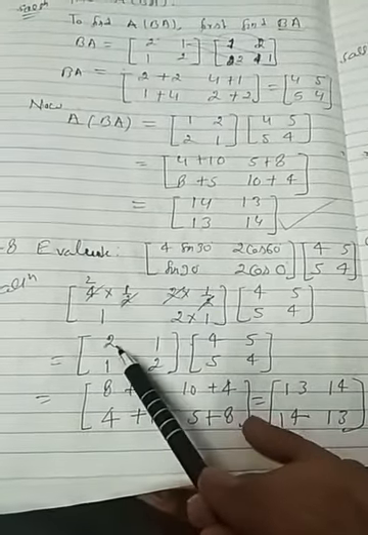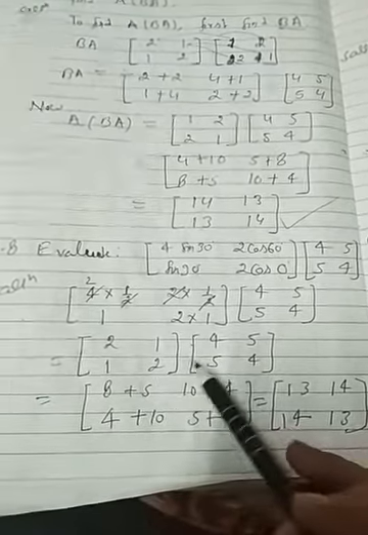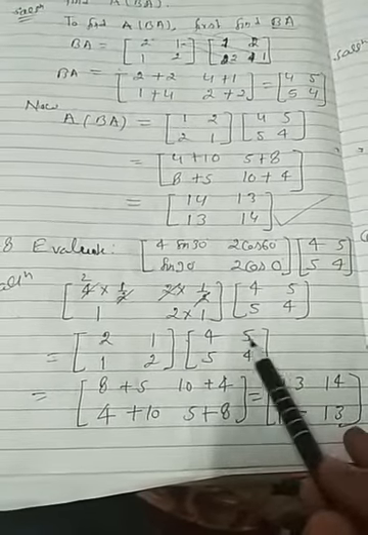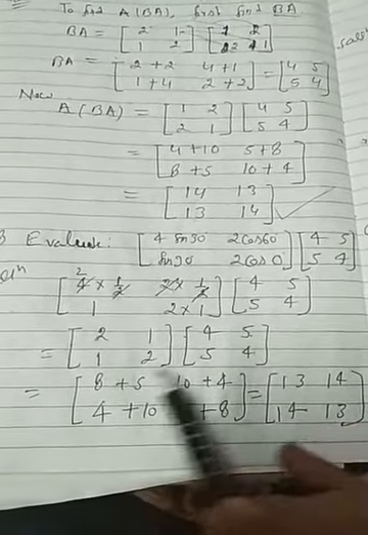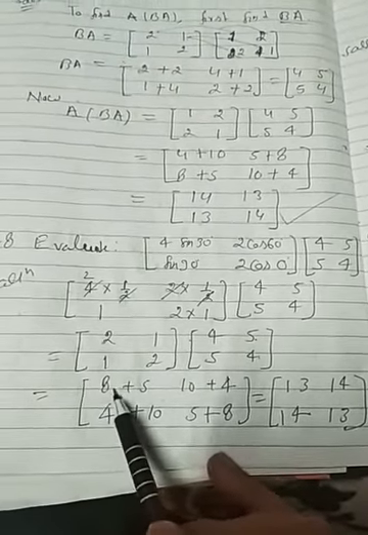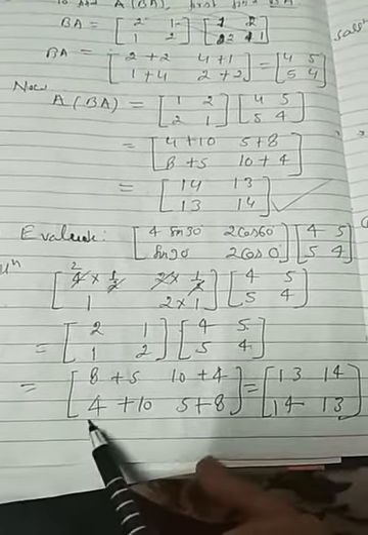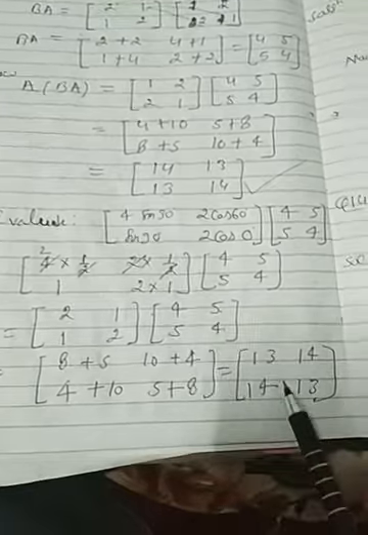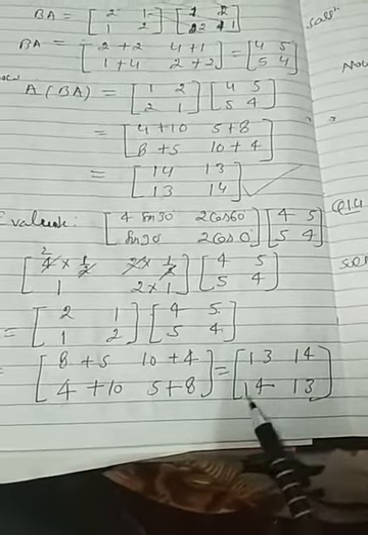After simplification we get 2 1 1 2, and then we multiply by 4 5 5 4. After multiplication we get 8 plus 5, 10 plus 4, 4 plus 10, 5 plus 8. Then the final answer will be 13 14 14 13.